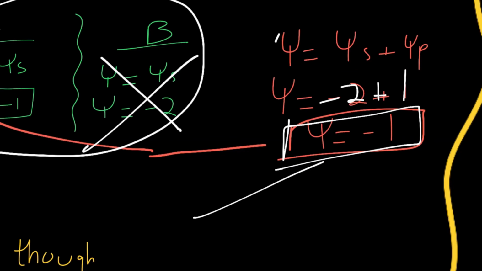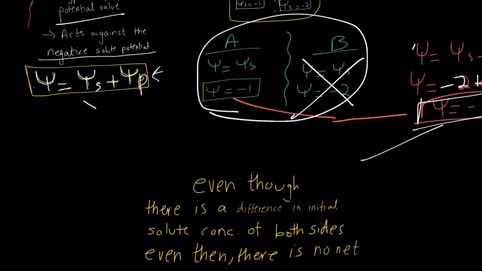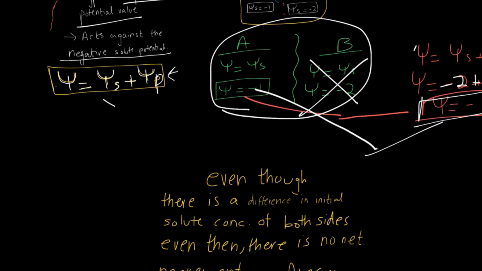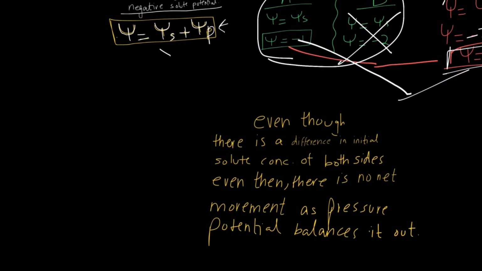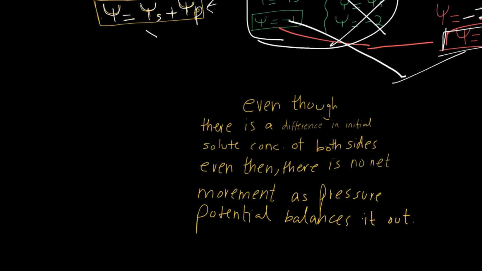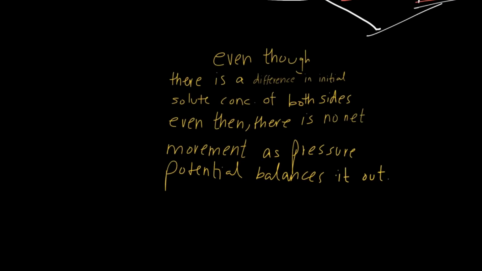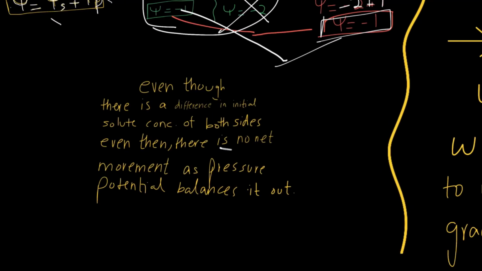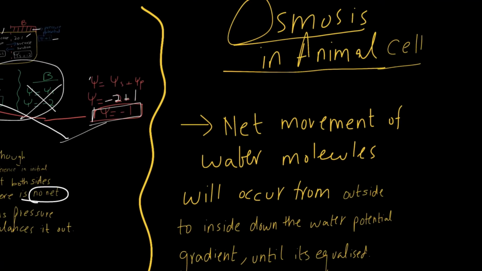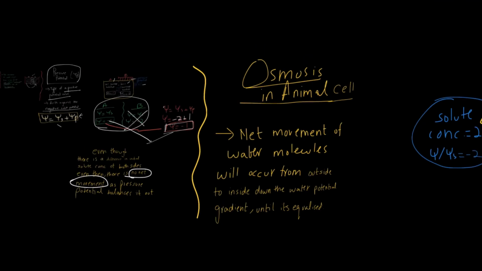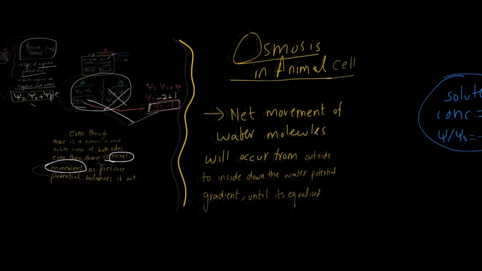Now this negative 1 and this negative 1 of A, they equalize, right? Even though there's a difference in the initial solute concentration on both sides, so net movement should take place. However, due to the pressure potential value, it balances out and no net movement takes place. Movement does take place, but no net movement, because the two regions are equalized in solute potential and concentration as well.